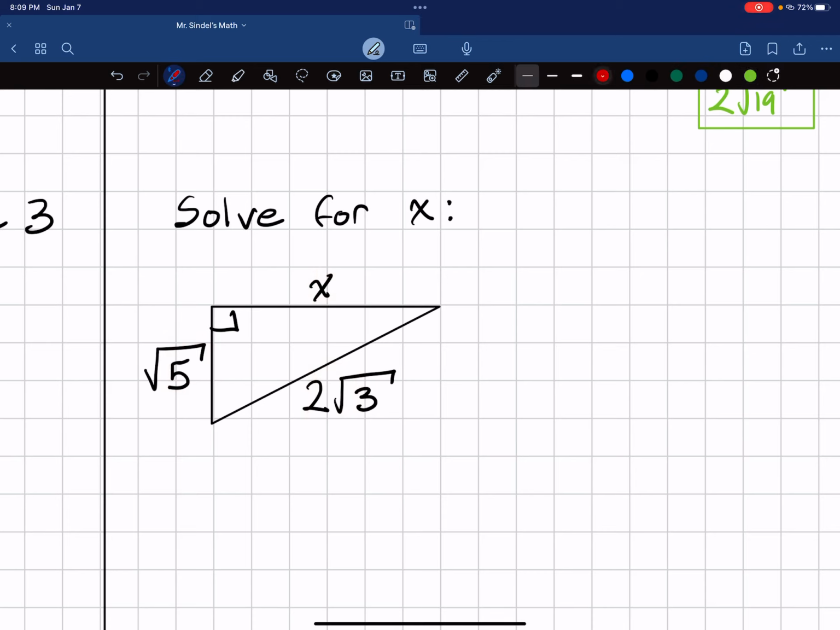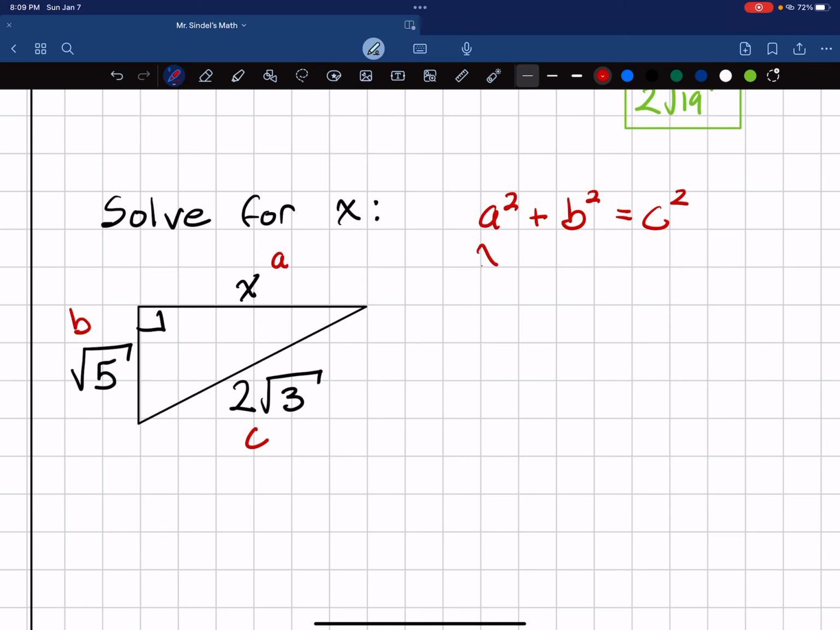Let's set this up. I have a squared plus b squared is equal to c squared. Let's go ahead and kind of randomly label, just say your a, your b, and your c, which means a is going to be x squared plus b, which is the square root of 5, that quantity squared, and that's going to be equal to that 2 square root of 3, that entire quantity squared. All right, so this x squared, nothing can happen. I'm just going to rewrite x squared.